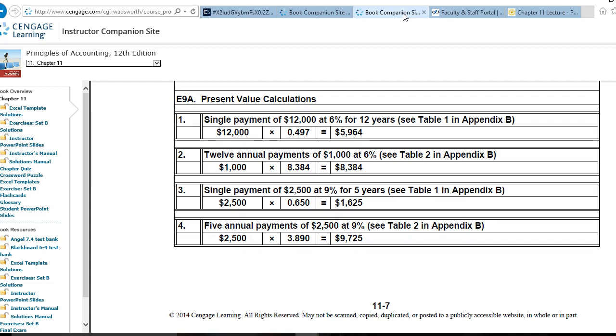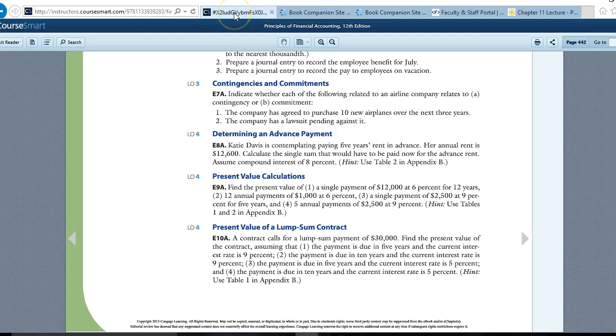So if you look at number 2, you're going to look at the chart and take 8.384, so $1,000 times 8.384. That value of $1,000 over 12 years, the present value of that amount today is $8,384. You're going to do the same for 3 and 4. You're going to use table 2 for number 3 and number 4 because, again, we're dealing with annuities. We're dealing with an amount every year.